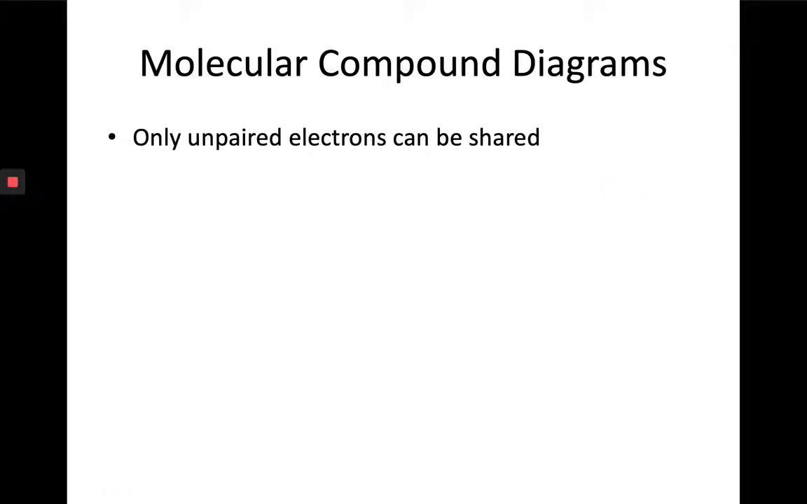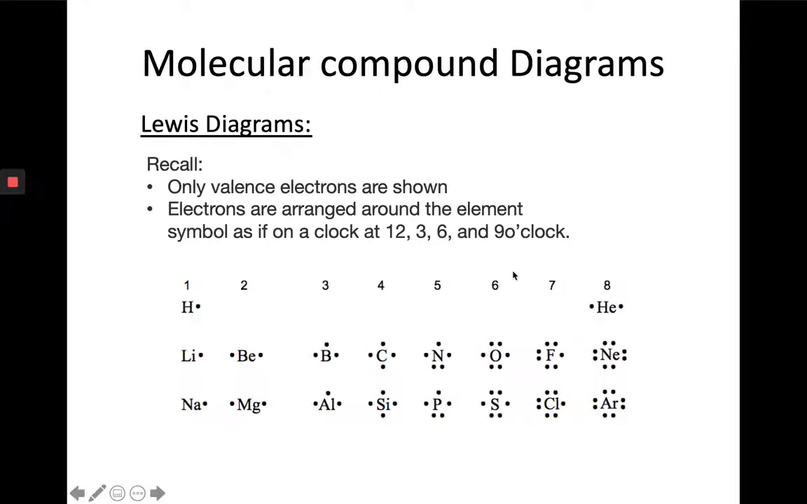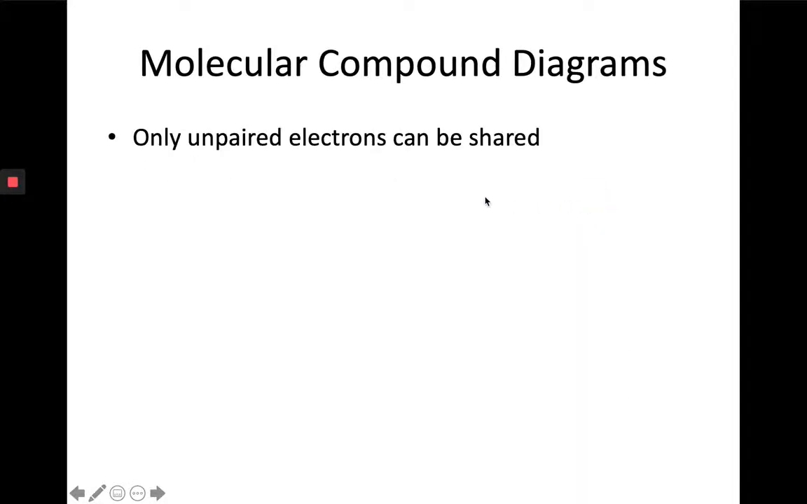So only our unpaired electrons can be shared. That's another reason why we fill them in one at a time and then start to fill them in as pairs. That way we can see which ones are on their own, unpaired, and which ones can be shared. So going back here, only unpaired electrons can be shared. Let's then have a look at an example.